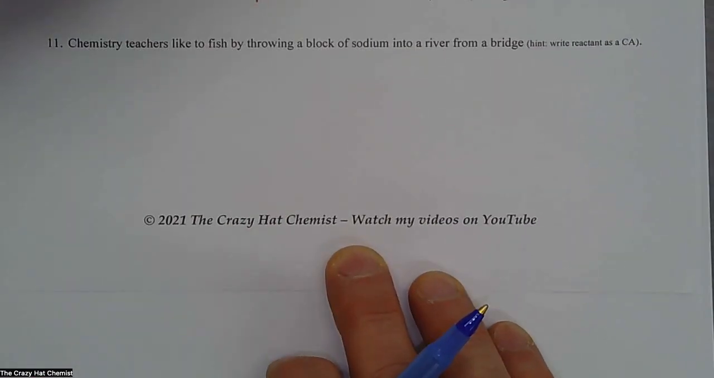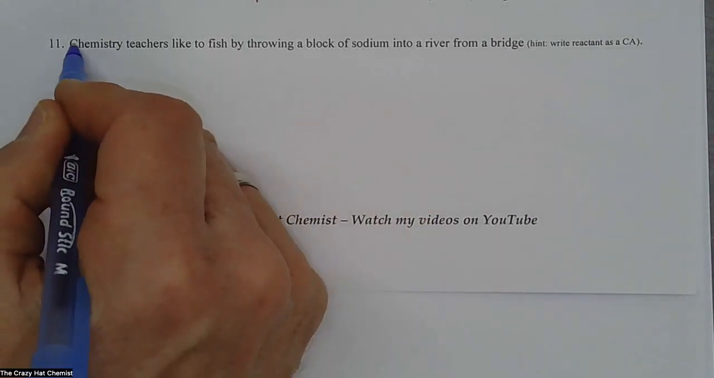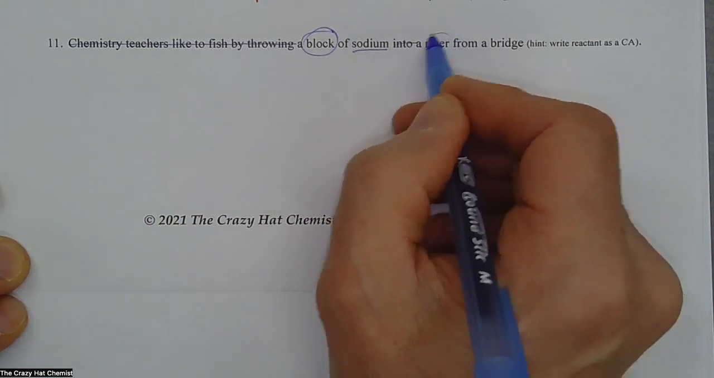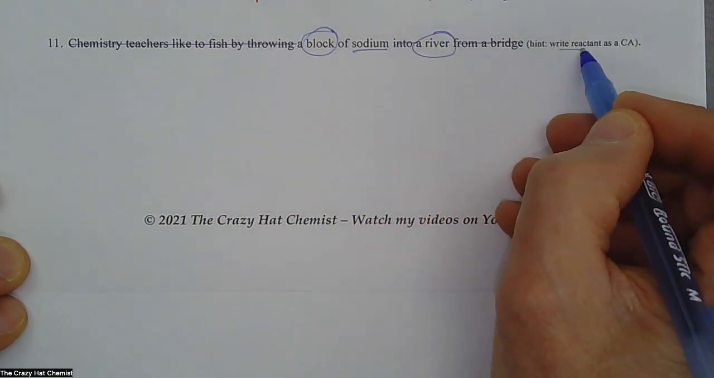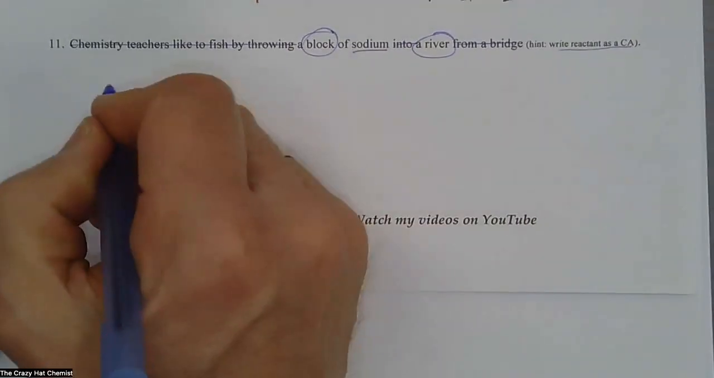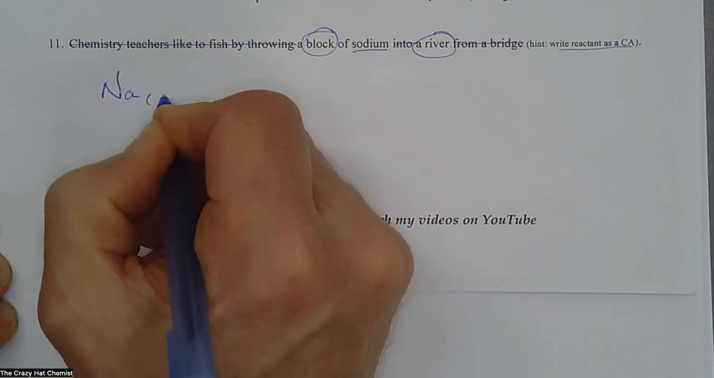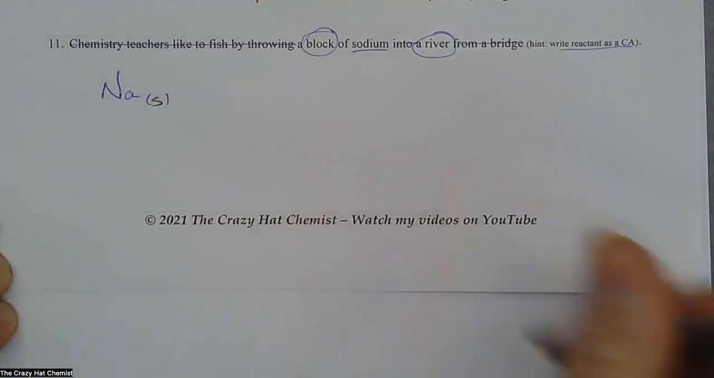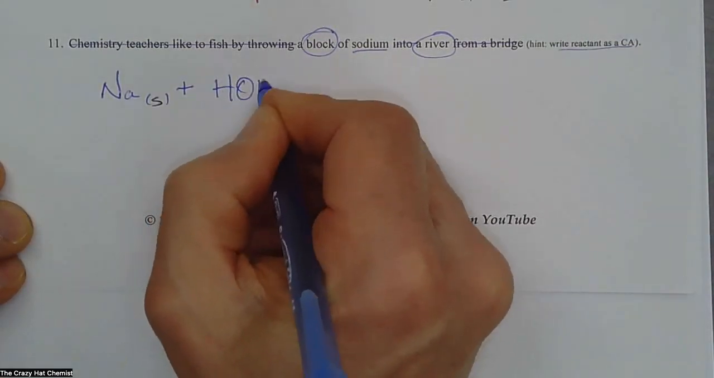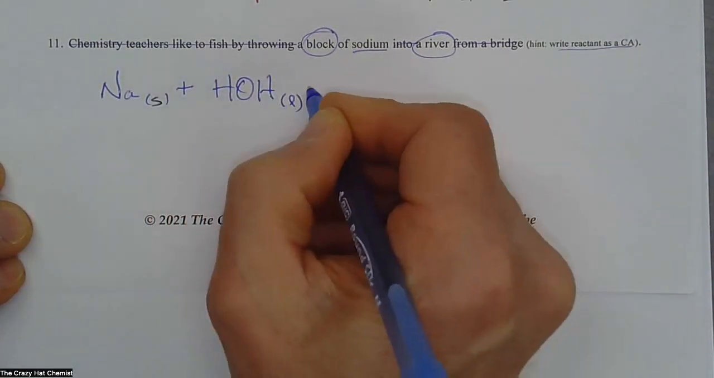Here we go. Perfect. So it says chemistry teachers like to fish by throwing a block of sodium into a river from a bridge. Hint, write the reactant as a cation anion. So sodium is an element and its state of matter is a solid. And a river is composed of water, and so the formula for that is H2O. However, it says in this as a hint, you're going to write it as HOH. Okay, and that is a liquid.